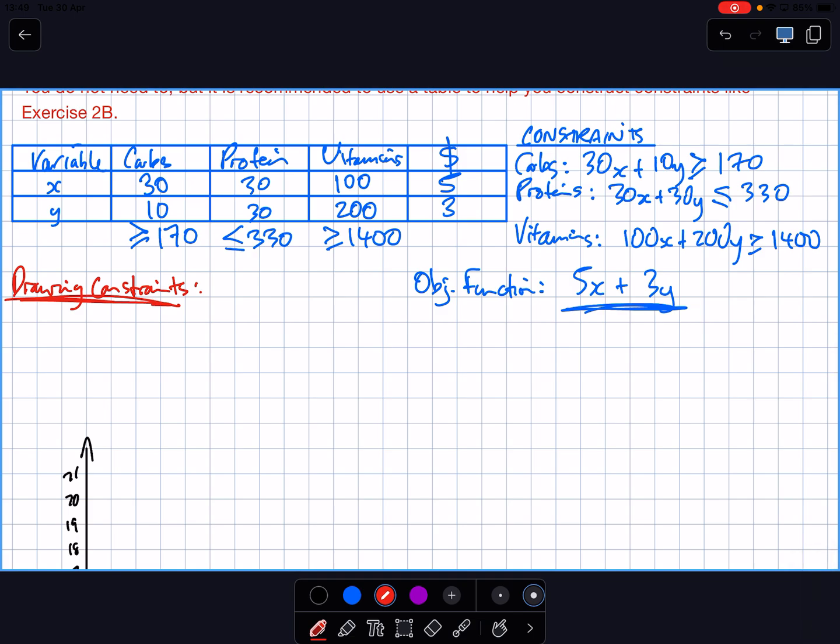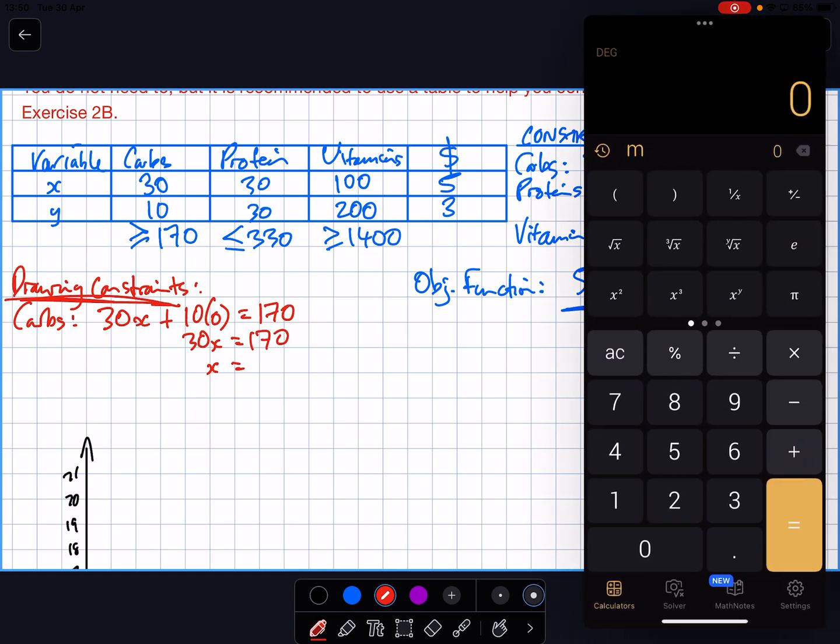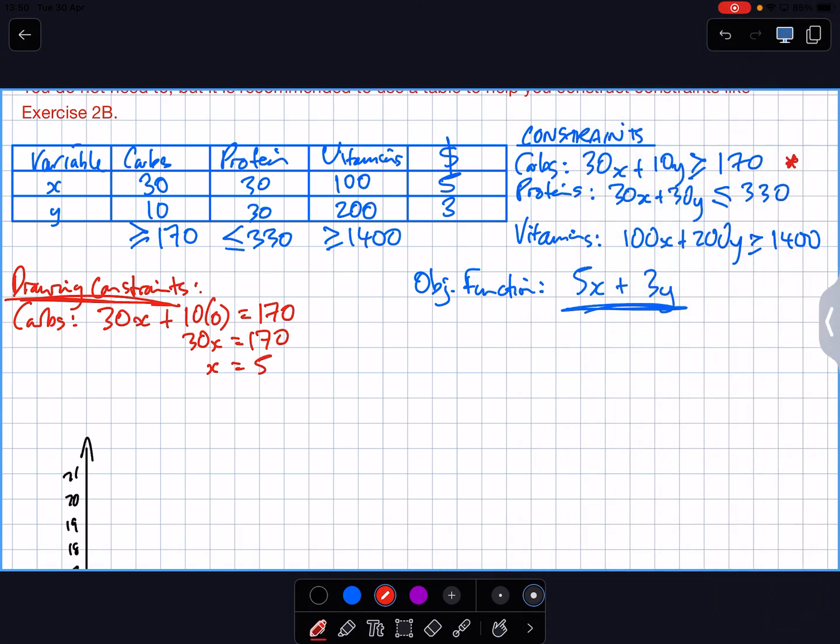Did you have some practice exercises that asked you to draw lines in general form? It's a facetious question because I know what the answer is because it's on YouTube. So if I wanted to draw the carbs constraint, what form is the carbs equation in? Slope-intercept, or general form? General. And so to draw a line in general form, what do I make y equal to? 0. 10 lots of nothing equals 170. So 30x equals 170. So x is going to be 170 divided by 30, which is 5.67.